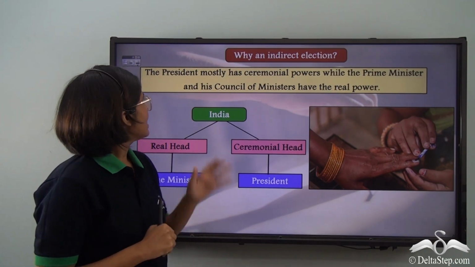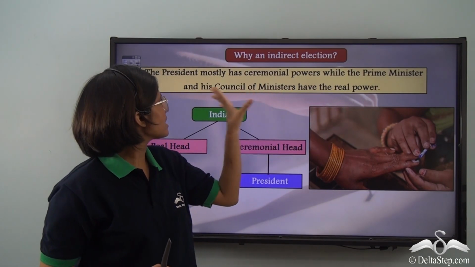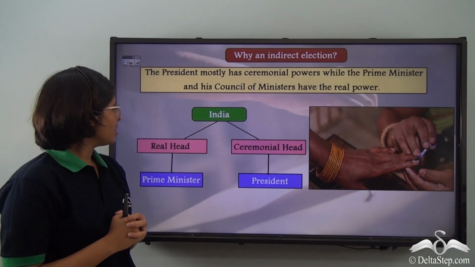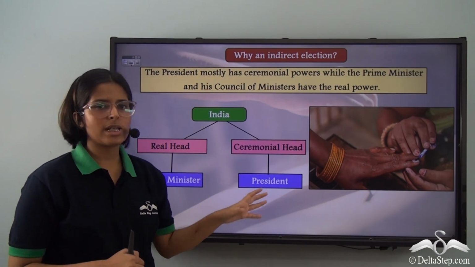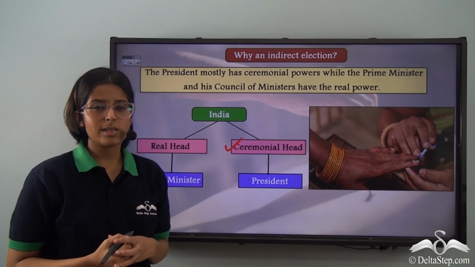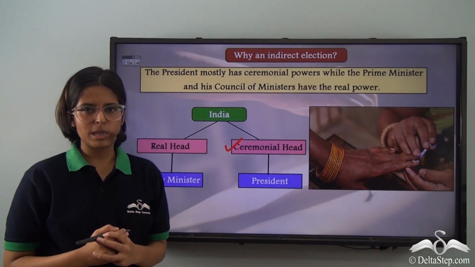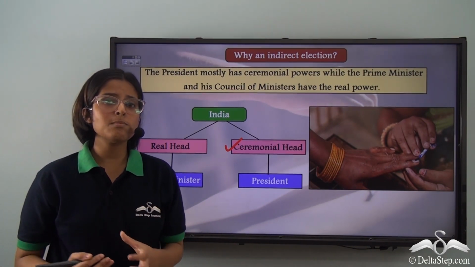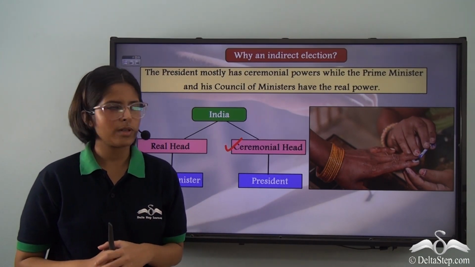The first one is that the president mostly has ceremonial powers, while the prime minister and his council of ministers have the real power. Now we know that in India, we have a real head, which is the prime minister, and a ceremonial head, which is the president. So the president has been given mostly ceremonial or nominal powers, while the real powers lie with the prime minister and his council of ministers. So it would be a little odd if the president was chosen by all the citizens of the country and still not given much decision-making power.